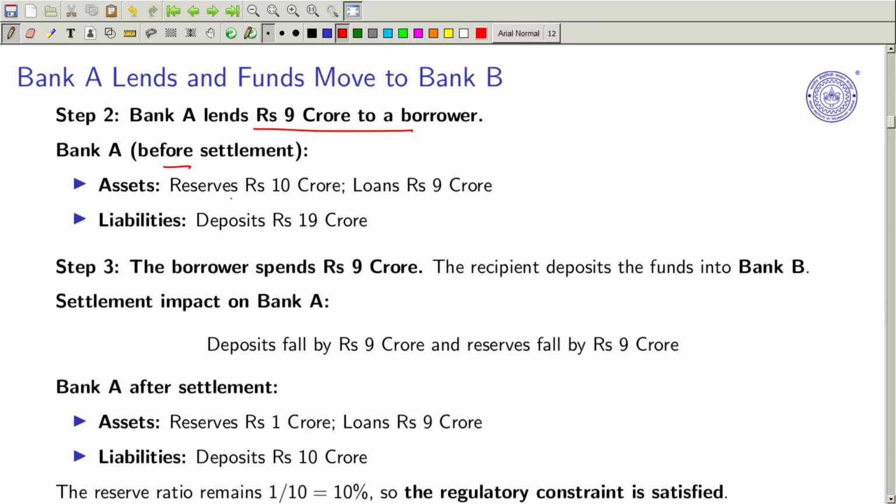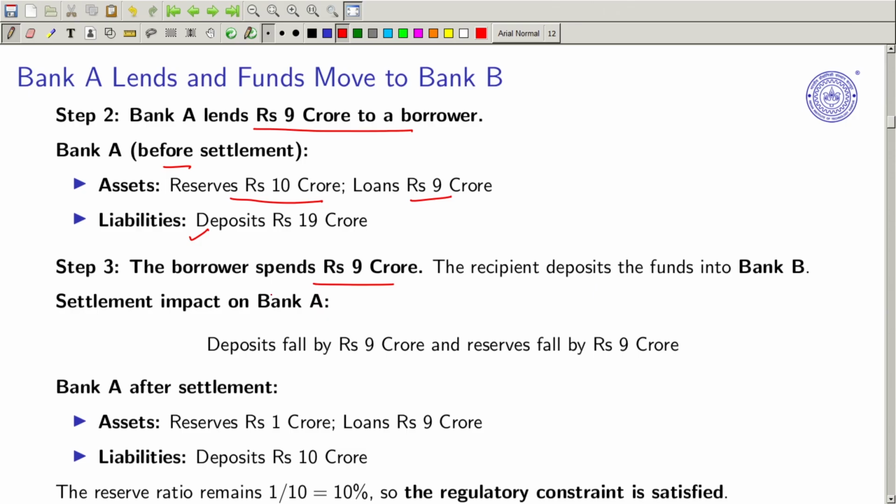So reserve of 10 crore that we have, and loan of rupees 9 crore. So total is going to be how much? 10 plus 9, liability wise also you will be having 19 crore, which means that the bank received 10 crore, but now it is lending to somebody for 9 crore.